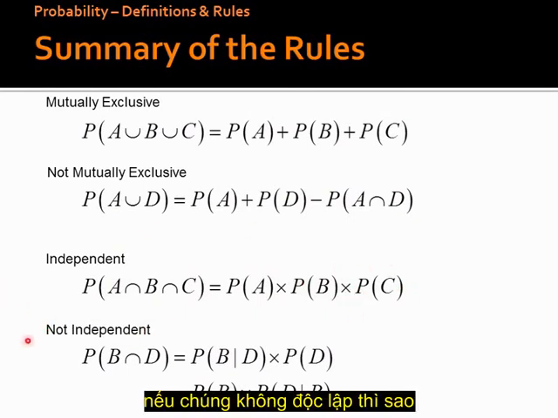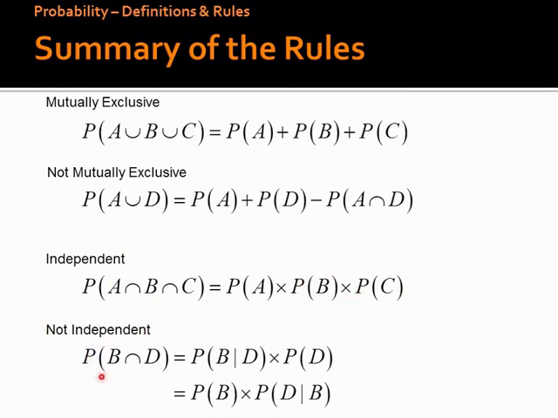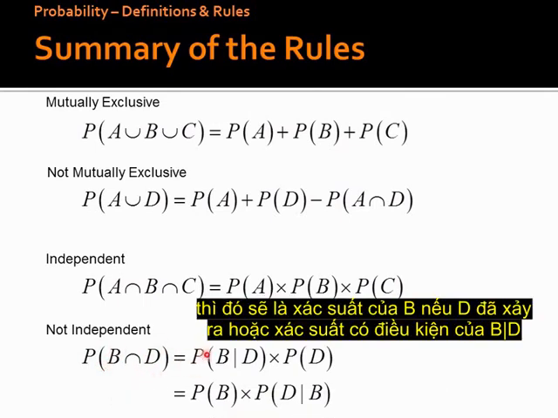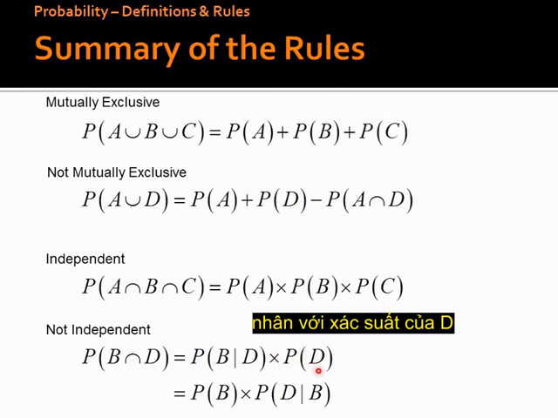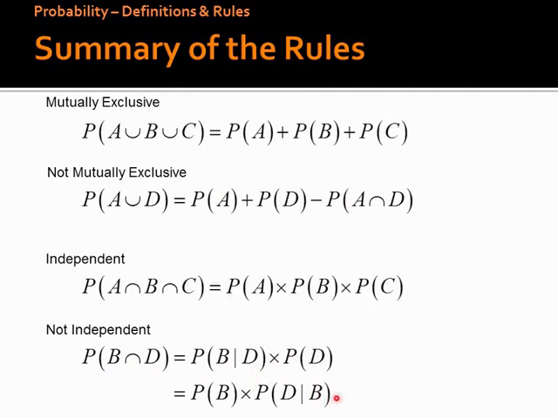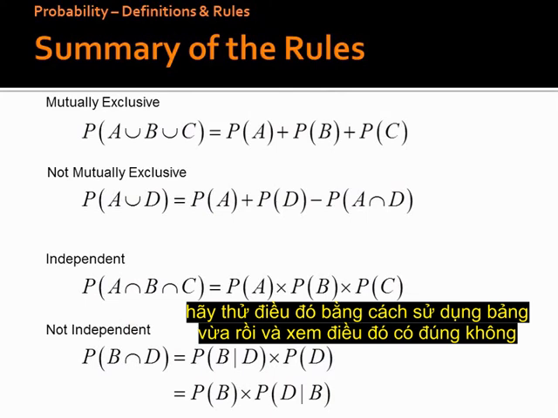If they are not independent, however, then what is the probability of B and D? It would be the probability of B given D, or the conditional probability of B given D, multiplied by the probability of D. Okay, and similarly, this can be switched around. So this one and this one are actually equivalent. You can try that out using the table just now and see whether that is true.